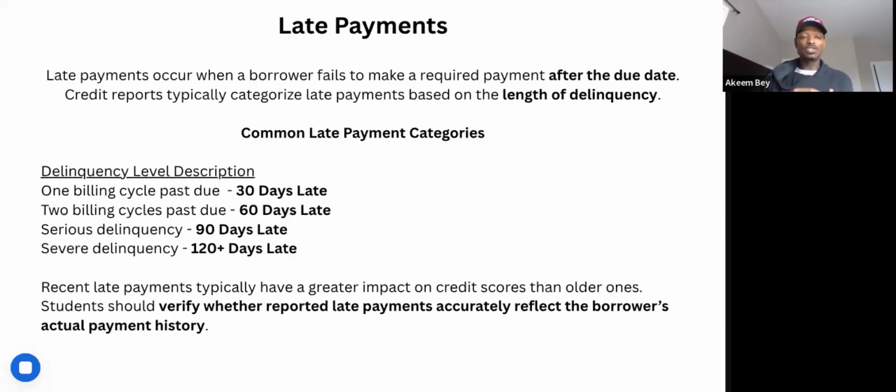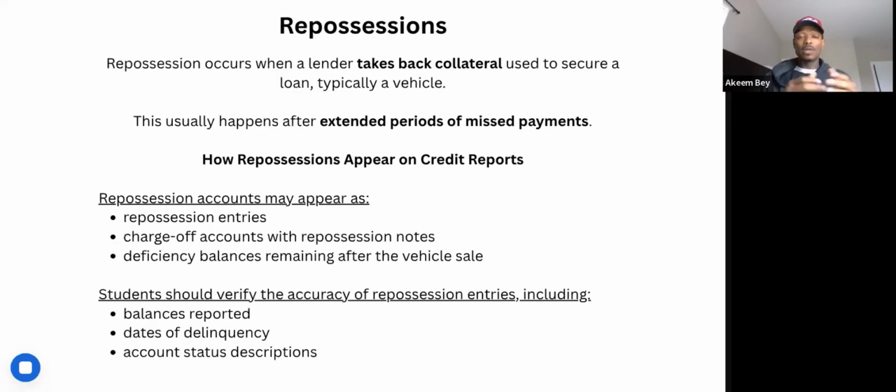But when it comes to these, you need to verify whether reported late payments actually reflect your actual payment history. Because if you didn't pay 30 days late, and you say you paid 15, you shouldn't have a 30-day late payment on your credit report, if that makes sense. Now, repossessions occur when a lender takes back collateral that's used to secure the loan, typically like vehicles.